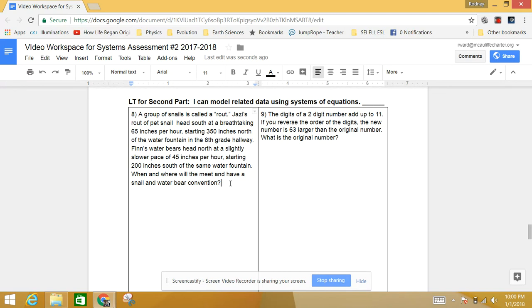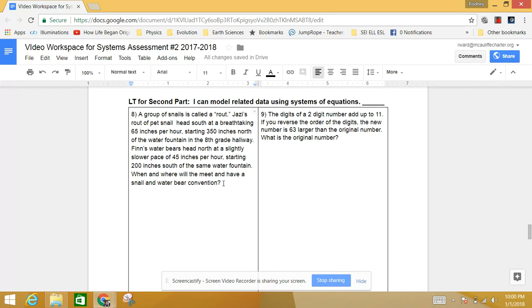In this story, we have a group of snails that are heading south at 65 inches per hour, and they started 350 inches north of the water fountain in the 8th grade hallway. And then there's some water bears going north, the opposite direction, at 45 inches per hour. They're going north at 45 inches per hour, and they started 200 inches south. So we have to create two equations.